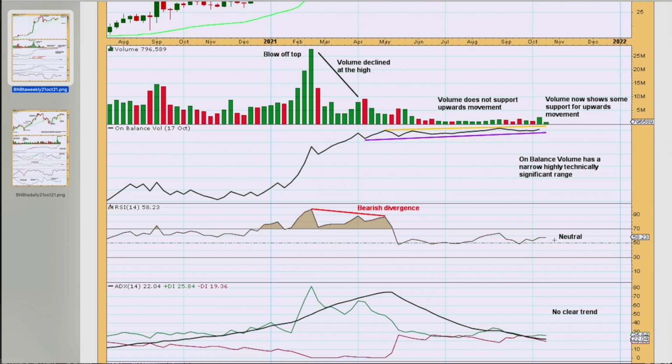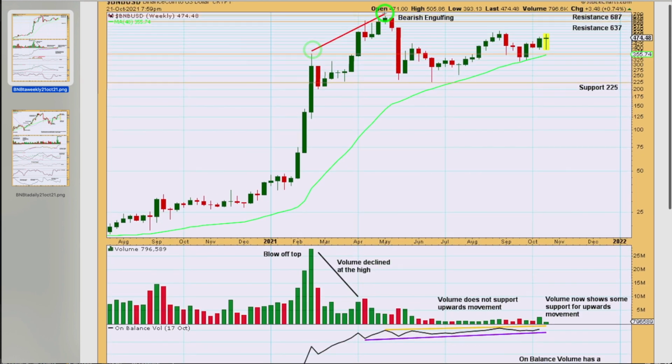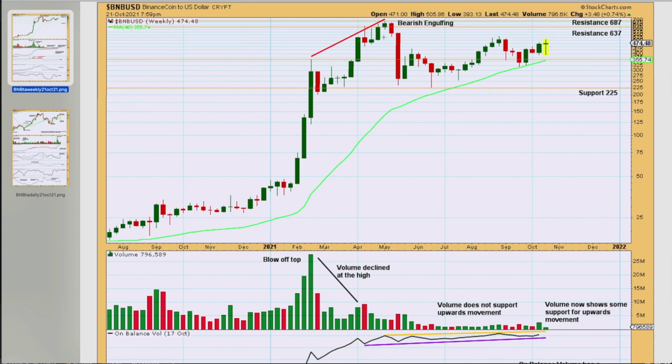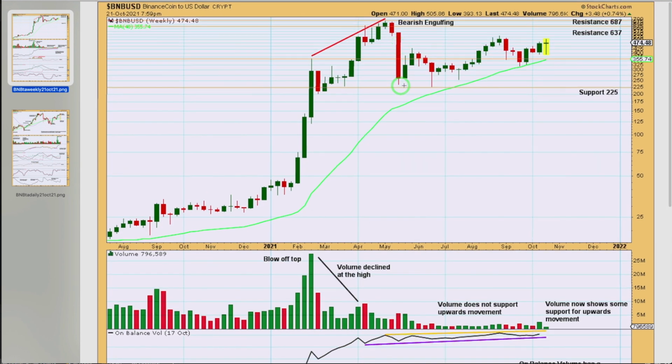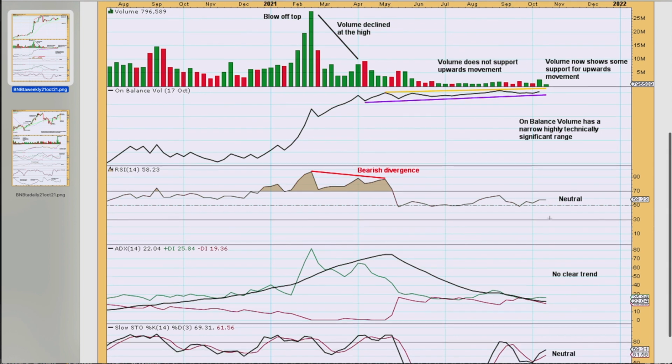RSI neutral territory after reaching extremely overbought and exhibiting clear and strong bearish divergence at that all-time high. So it's unsurprising we're getting some downward movement. RSI is in neutral territory. There's room again for a trend to develop.